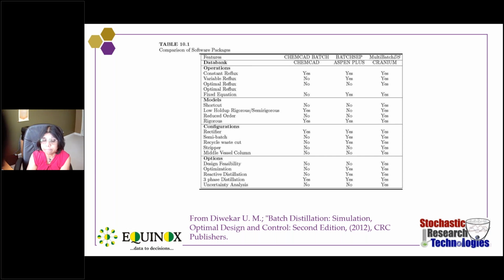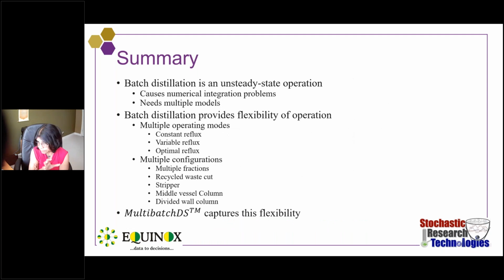The other thing is that, because we have different kinds of models, the computational efficiency is also high in Multi-Batch DS. We have things like uncertainty analysis, which is useful if your feed composition is changing, to see whether your design or simulation is okay. So this is the comparison, and it is from my book, whose second edition came out in 2012. I will summarize and, if I have time, show you some of the industrial case studies, but it depends on the organization.